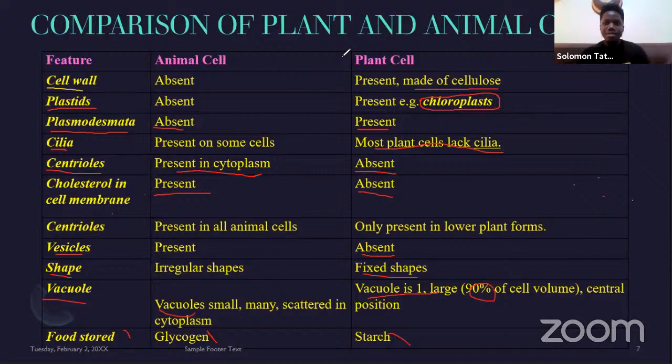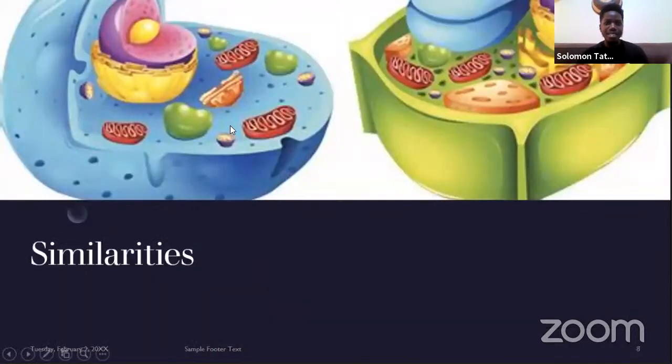So those are the differences. We can look at the similarities. I have a picture of a cell here. Just give me 3 similarities only. You can raise up your hand and give us any 3 similarities.